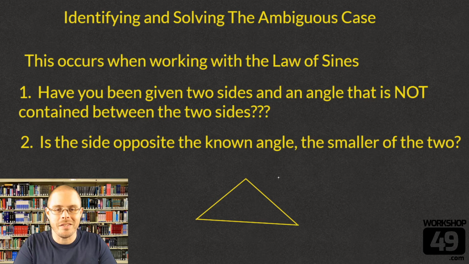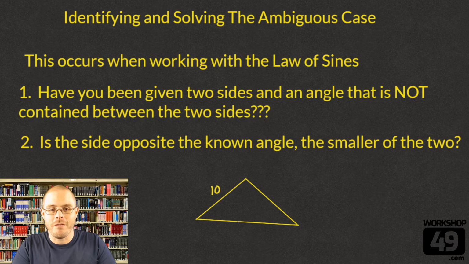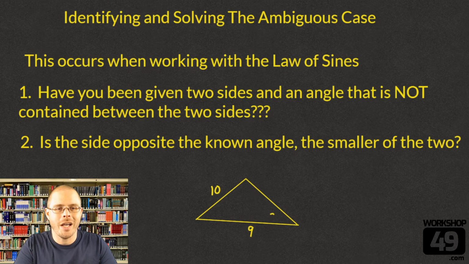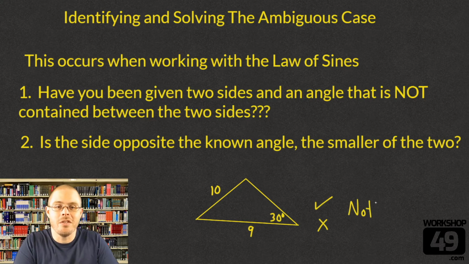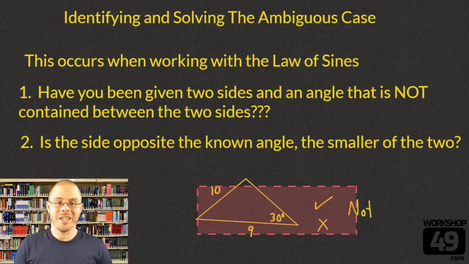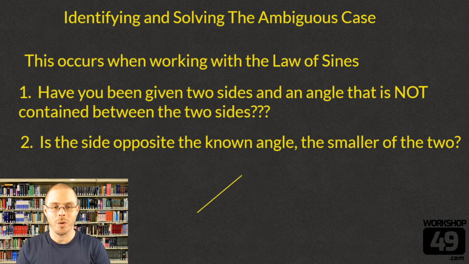We'll just go ahead and get an example triangle down, and we're just going to fill in some values. 10 and 9, and we fill in a little angle here that's 30 degrees. And we check it out. Have you been given two sides and an angle that is not contained between the two sides? Well, we have two sides and an angle, and that angle's not between the two sides. So check mark. Is the side opposite the known angle the smaller one? It's not. That 10 is bigger than the 9, so this is not an ambiguous case. Let's go ahead and get rid of this triangle, and we'll get another one out, and we'll check and see how the checklist works again.